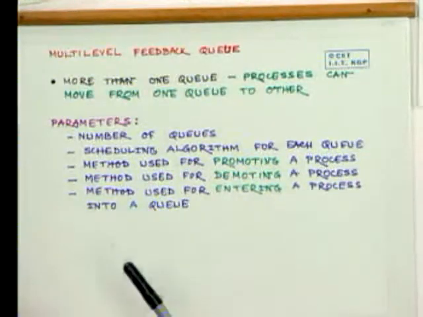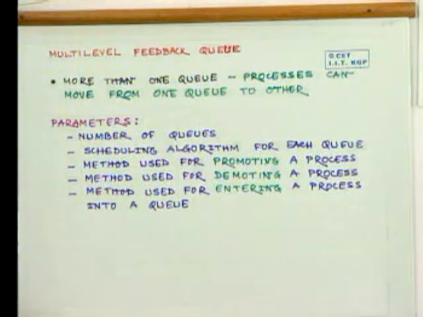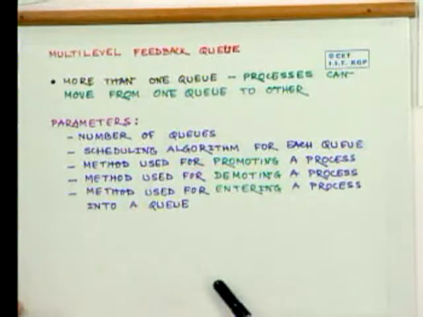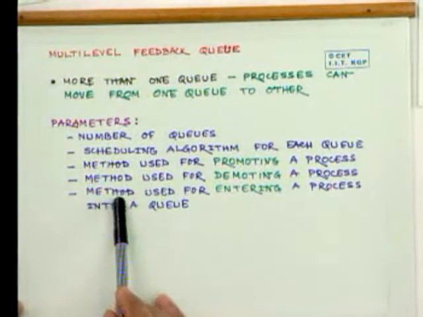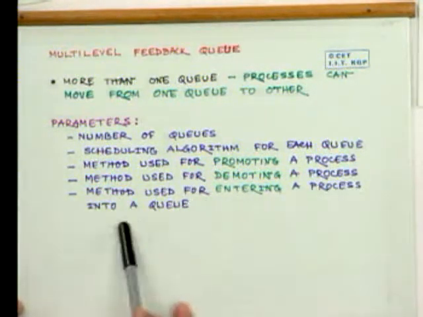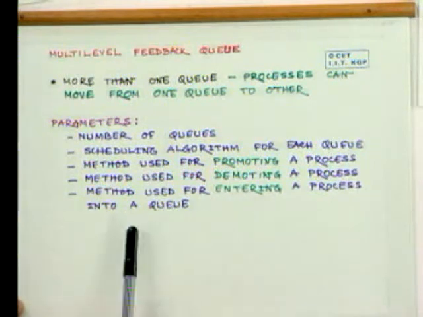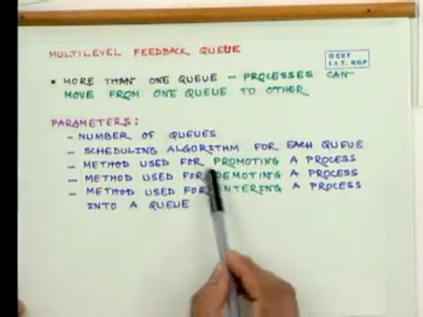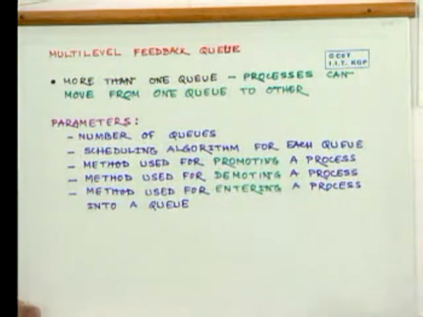Similarly, there is a method used for demoting a process. Say some process is in one queue, and due to certain reasons, it is decided that this process should now get a lower priority than the one it is occupying now, and therefore we have to have a method for demoting a process also. And naturally, a method used for entering a process into a queue. If a process comes to join a queue, which of these queues does it join?